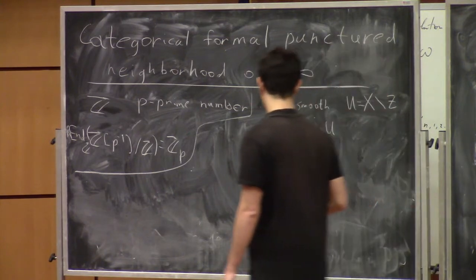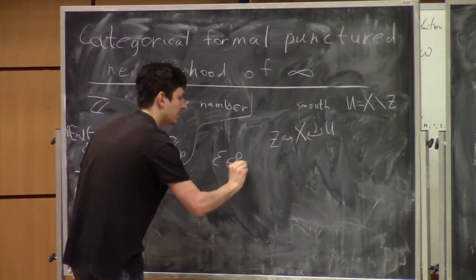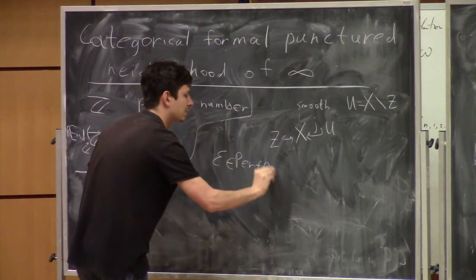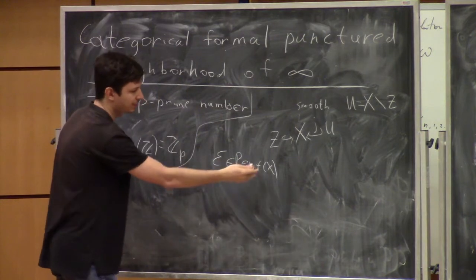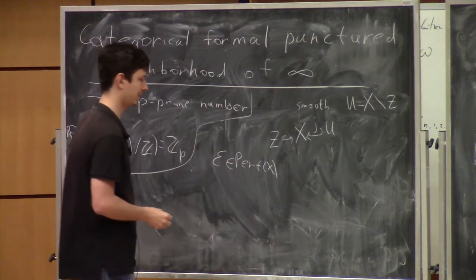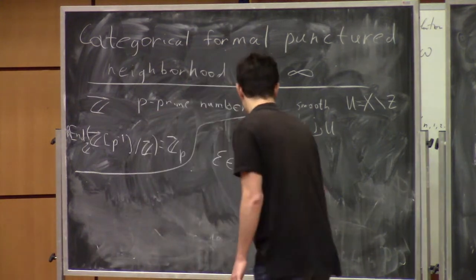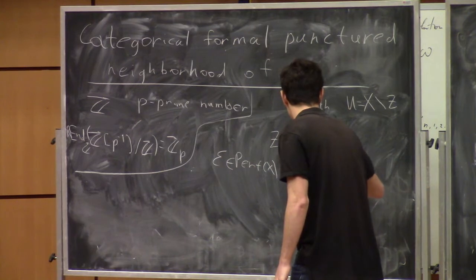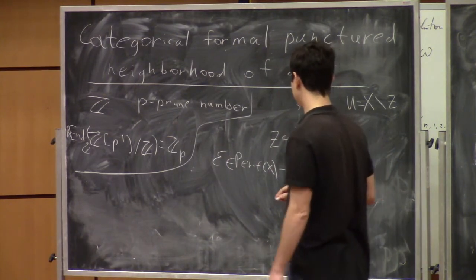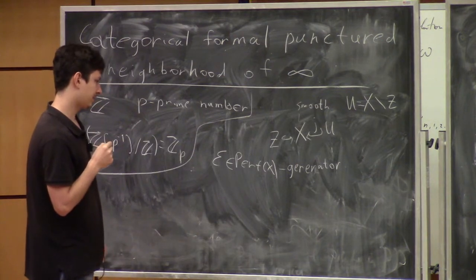And let's take E to be a generator of the category of X. I will usually write perfect complexes, but for smooth, it's the same as the usual derived category of coherent sheaves. So let's pick some generator for simplicity.